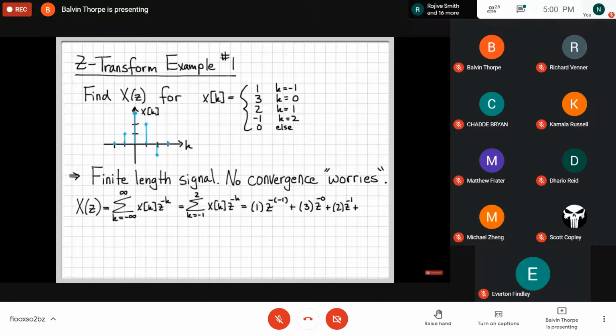And then finally, the last term is when k is equal to 2. I'll have x of 2, which is a negative 1, times z to the negative 2, because k is 2. So what I end up with is just z to the 1, plus 3, plus 2z to the negative 1, minus z to the negative 2. So this is the z transform of my discrete time signal x of k. It's a polynomial in z, and this is the z transform of the signal.